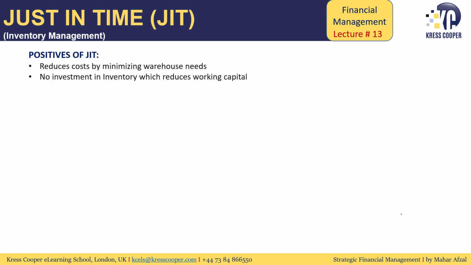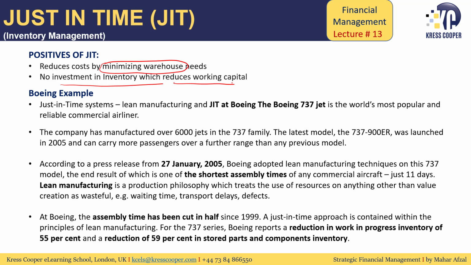There are some positives of this system as well. Just-in-time reduces cost by minimizing warehouse needs, because we have already decided that the lowest level of inventory will be maintained. Orders will be produced based upon real orders from the market, so inventory will not be maintained. When there is no inventory, it reduces working capital, and ultimately interest cost will be reduced as well. These are some positives of the just-in-time system.